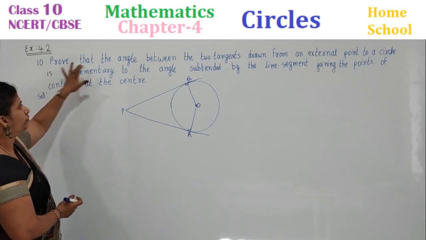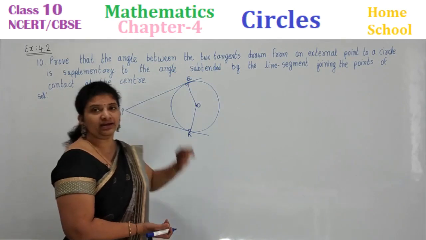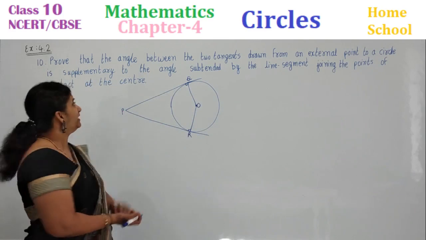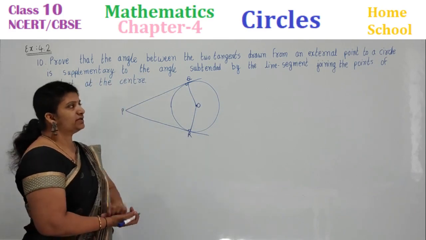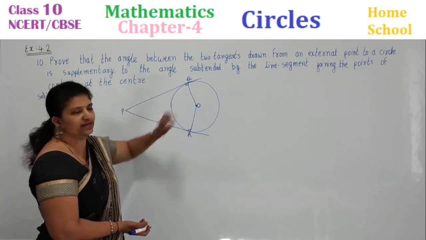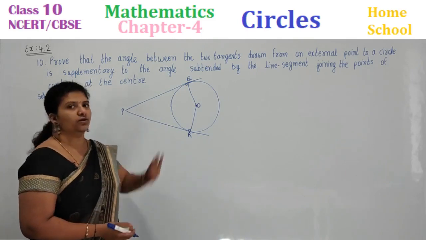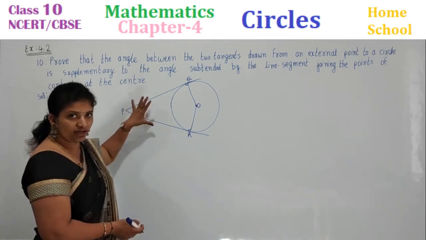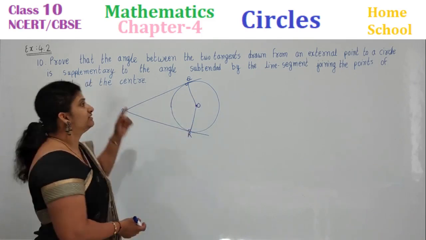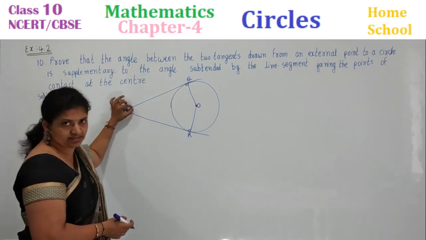10th problem. Prove that the angle between the two tangents drawn from an external point to a circle is supplementary to the angle subtended by the line segment joining the point of contact at the center. So, they did not give us any figure. We need to draw the figure. Put an external point and draw two tangents to a circle, right? So what is the question they asked? Prove that the angle between the two tangents, this is the angle, right?